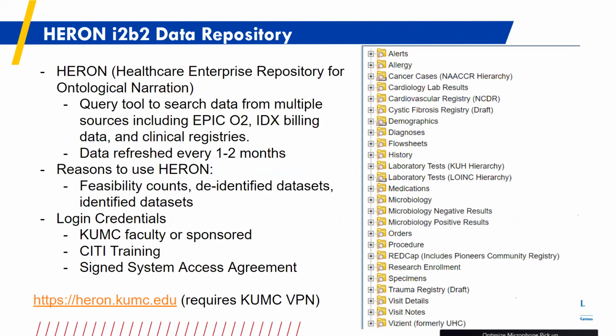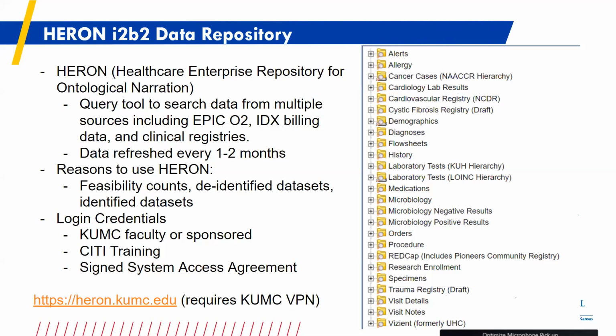Great, thanks, Song. So, the Heron i2b2 data repository. This is our local search query tool where you can search data from multiple sources, including Epic Clarity, IDX billing data, and various registries. This data is refreshed every 1 to 2 months and is used for feasibility counts, and to request de-identified or identified data sets.